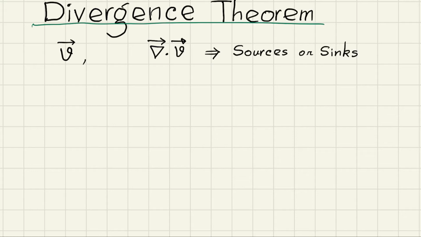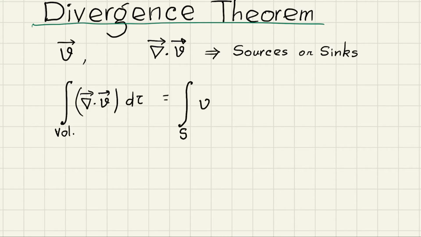Now, the divergence theorem says that if you take the integral over any particular volume of the divergence of V, so this is the total water or the field lines being produced or destroyed within the volume by looking at the sources or the sinks, this should be equal to the integral over the surface S of that volume of V dot dA.